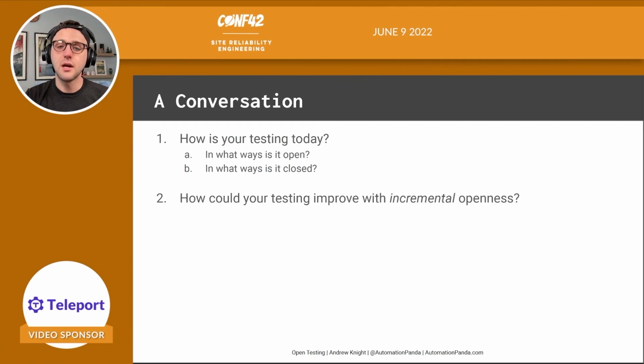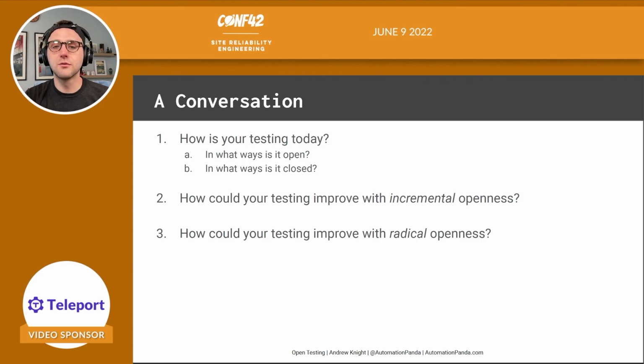Question 2, how could you improve your testing with incremental openness? We're talking baby steps here. Small improvements that you could easily achieve today. It could be as small as trying example mapping or joining a mob programming session. And question 3, how could your testing improve with radical openness? Shoot the moon. Dream big. Get creative. In the world of software, anything is possible.